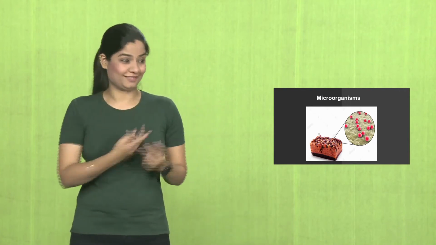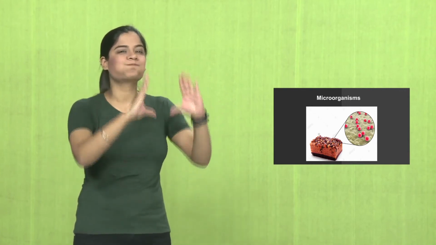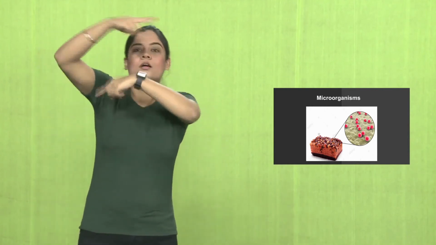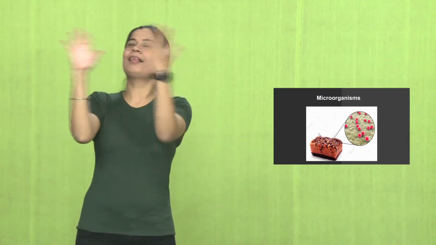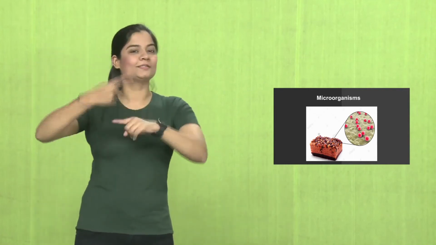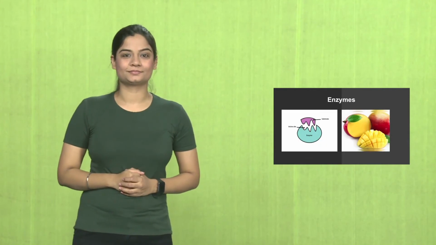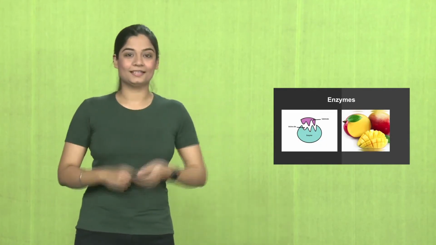So microorganisms are not all bad, but they do rot the food sometimes. Bread is spongy because of the microorganisms that come in from the atmosphere. We can't see these microorganisms, but they are both good and bad for the food. The second is enzymes.